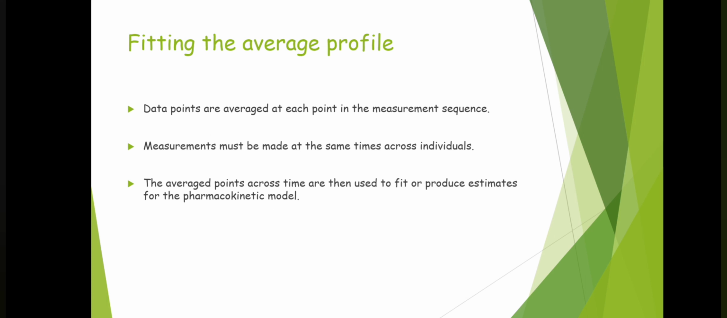Okay, so that means your measurements have to be made at exactly the same time across all the individuals. It also means you have to measure all the individuals at the same time. If you have some missing information, this approach cannot be used. The average points across time are then used to fit and produce a PK model.